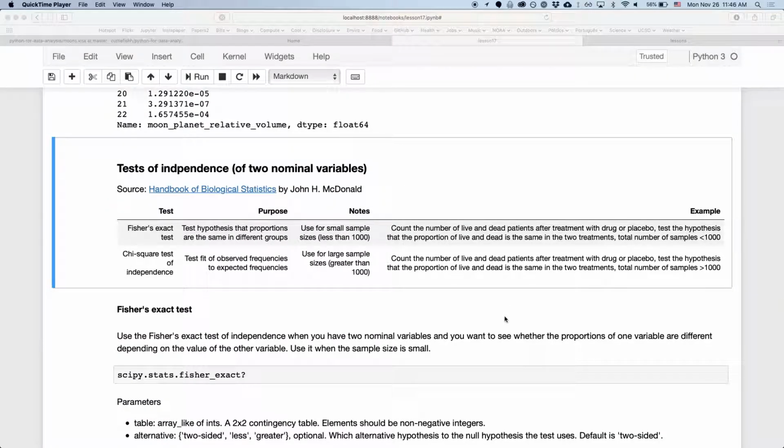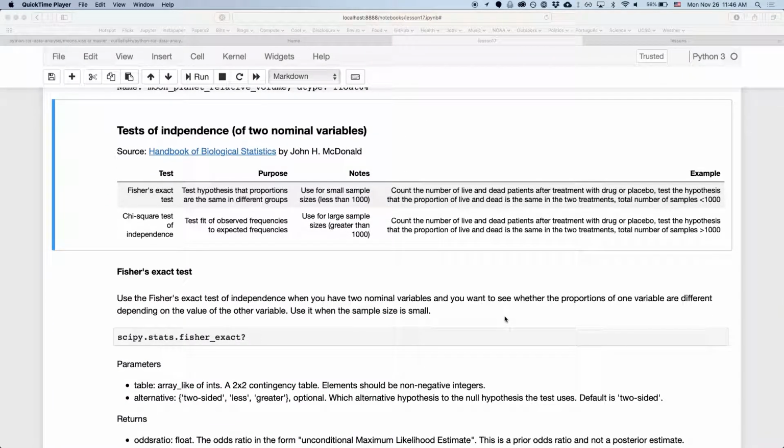All right, so that was regression and outliers. So now we'll do a few more tests that you might want to do. So one is tests of independence. If you want to test that the proportions are the same in two different groups, you have a couple options. If you're dealing with small sample sizes, say less than 1,000, you can do a Fisher's exact test. Or if you're dealing with large sample sizes, like greater than 1,000, you can use a chi-squared test of independence.